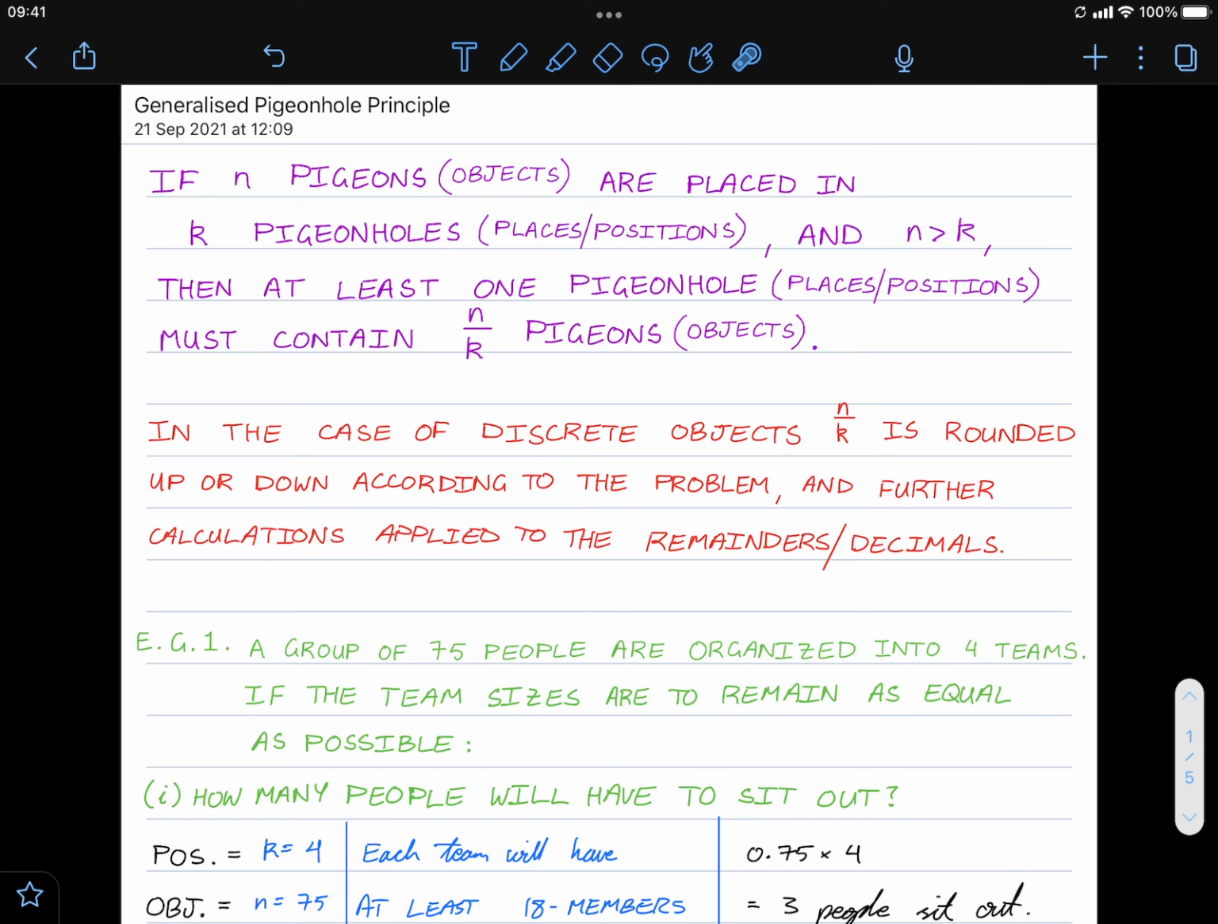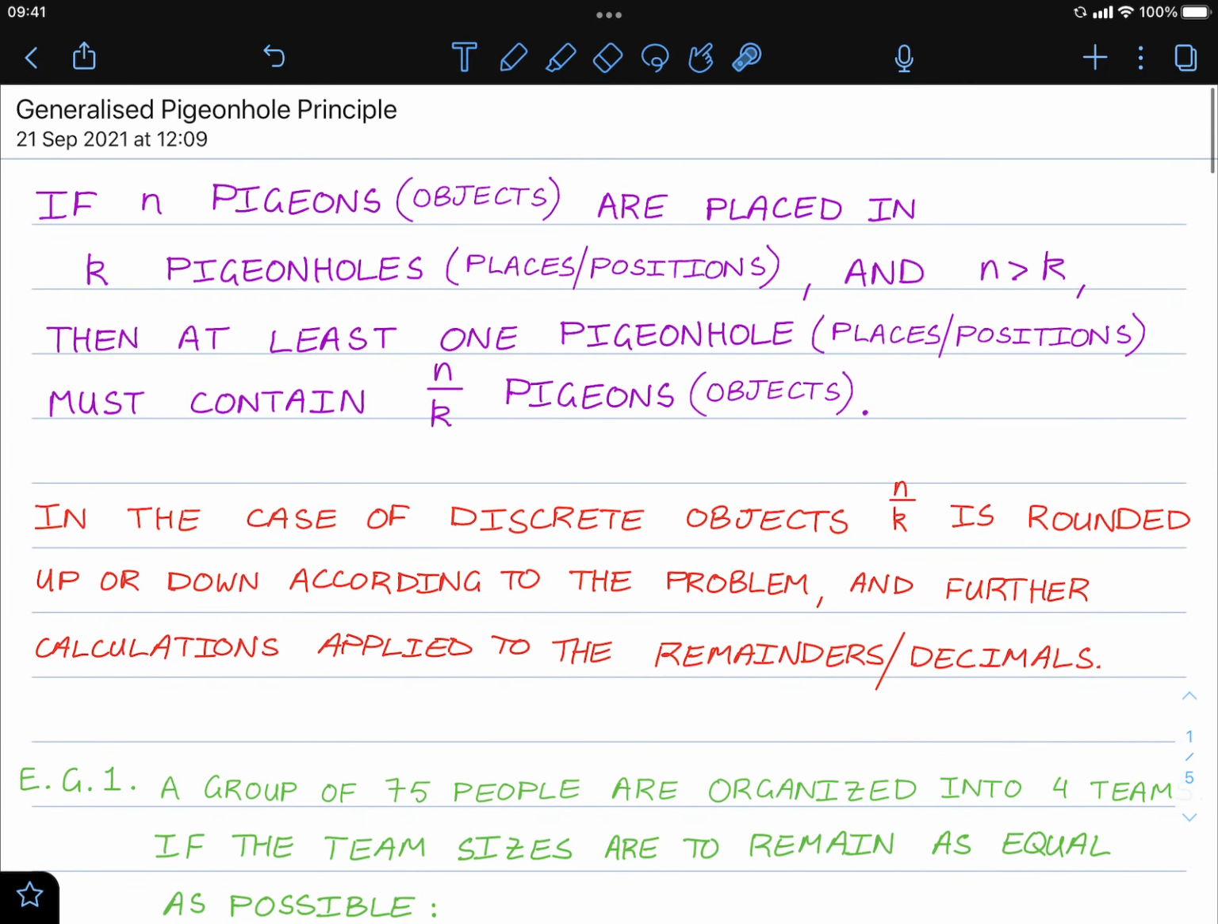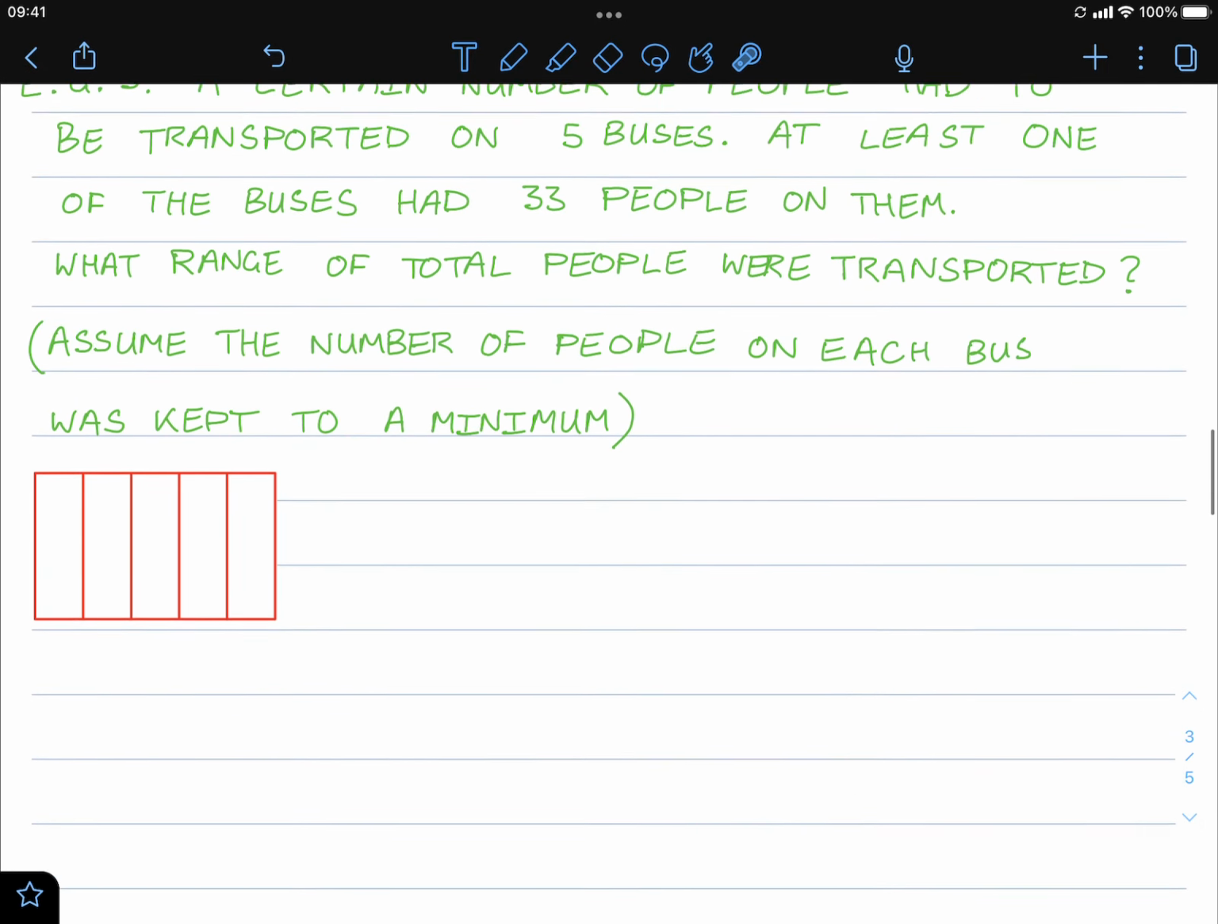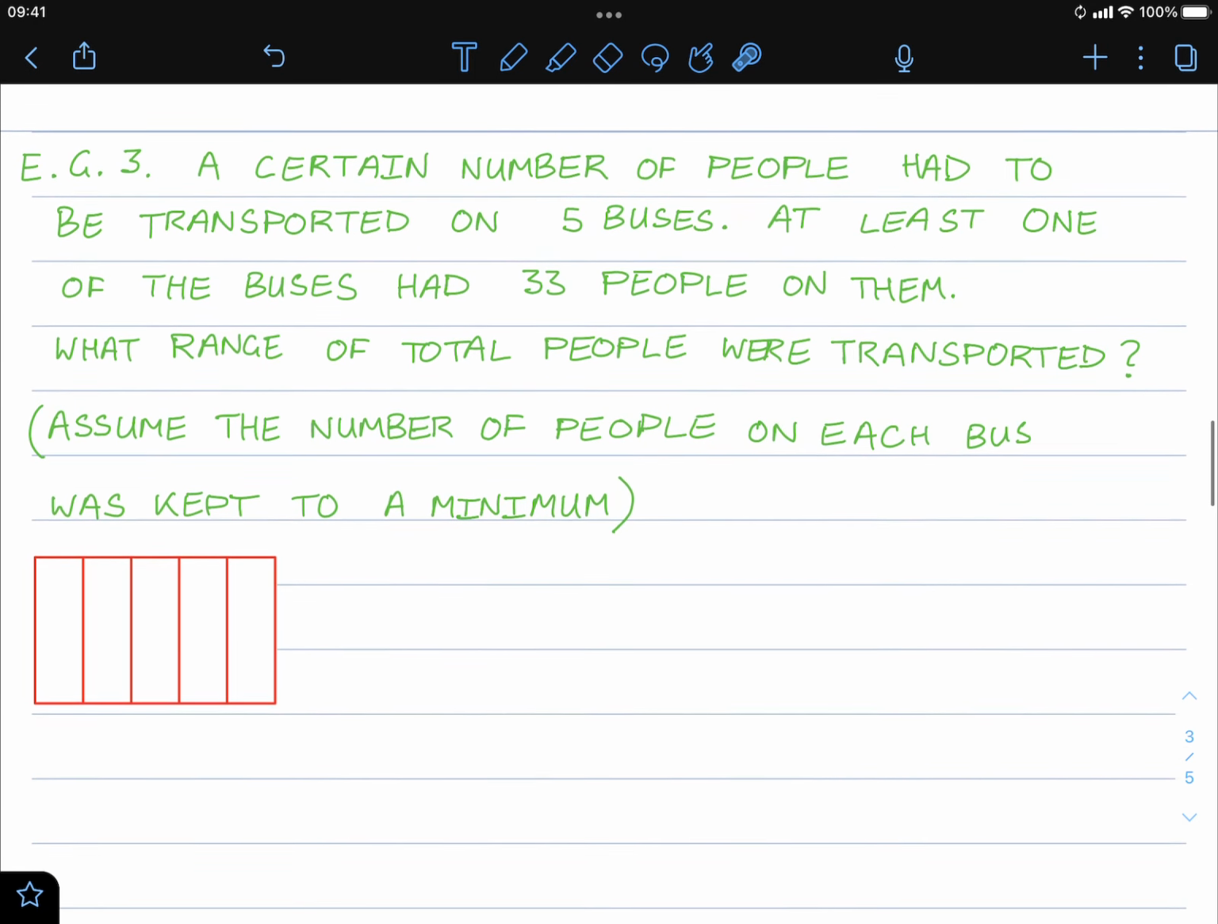Hello class, this is the third example of the generalized pigeonhole principle. So let's get straight into the third example.